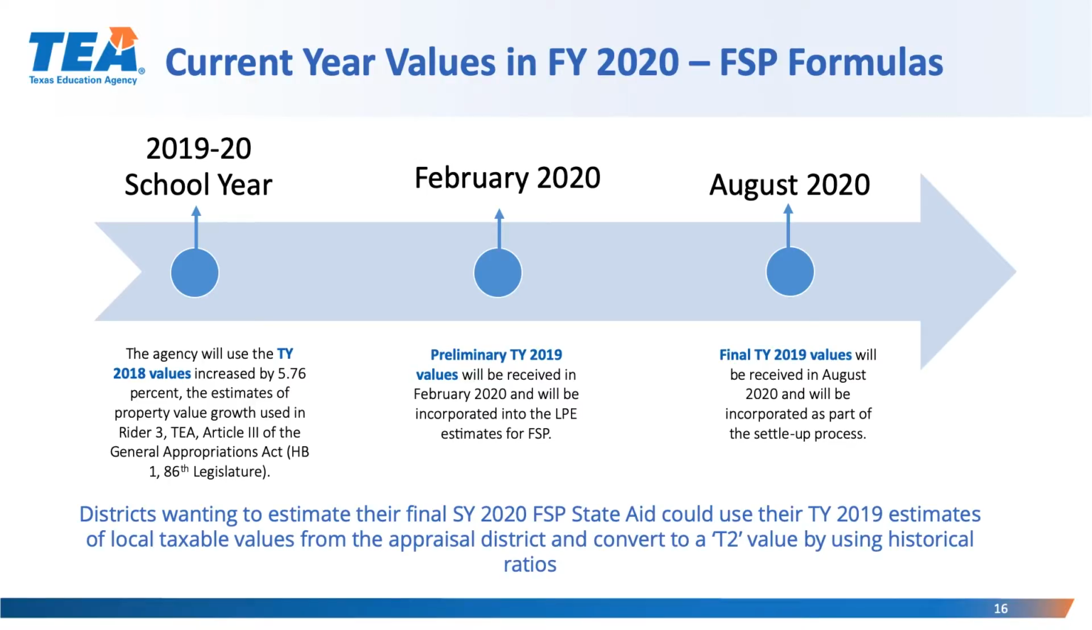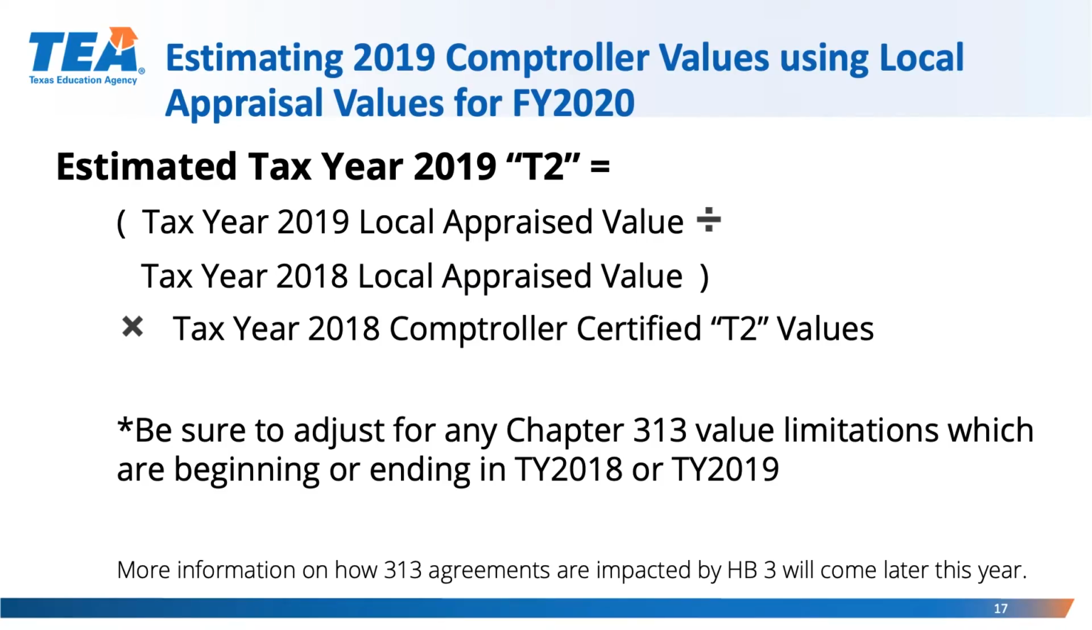So districts that want to get a jump start and estimate their 2020 FSP state aid could use their tax year 2019 estimates that you should have from your local county appraisal district during this summer, and you could convert that to a T2 value like we will be using to calculate your local share of FSP by using historical ratios. So here's an example.